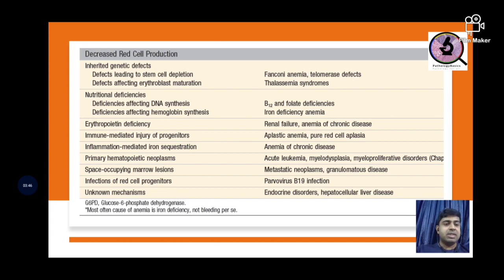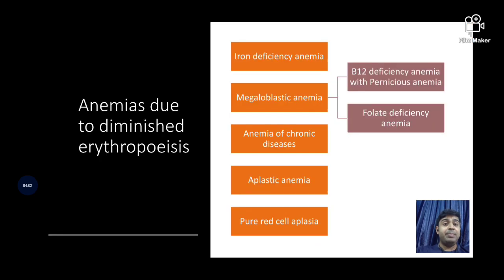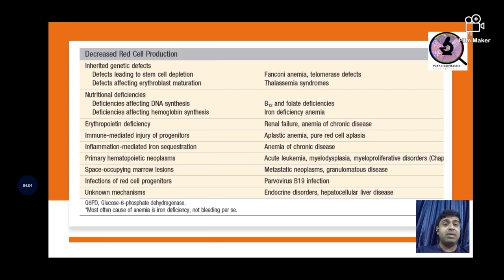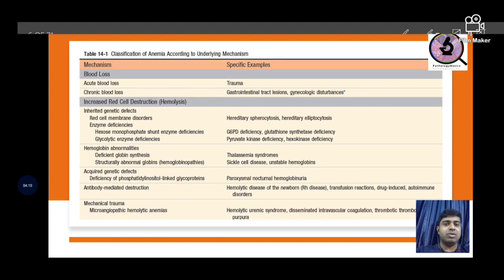The first is the etiologic classification of anemia. First, anemia is due to decreased red cell production. Due to blood loss is another cause. Increased red cell destruction leads to anemia. So the anemia may be due to decreased production, increased destruction, or due to blood loss.